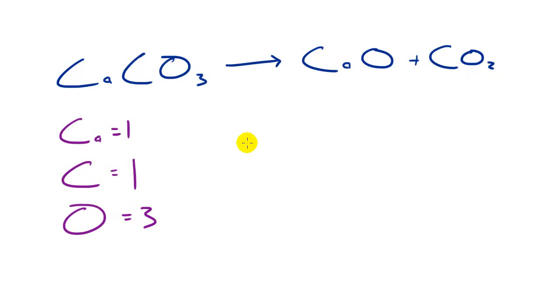Now let's go ahead and just cancel all this out. Calcium we have one, so let's cancel that out. For carbon we have one, here's one, and for oxygen we need to find three. Here's two, and here's another one, three. And as long as you canceled everything out and nothing is left over, then we're good to go.